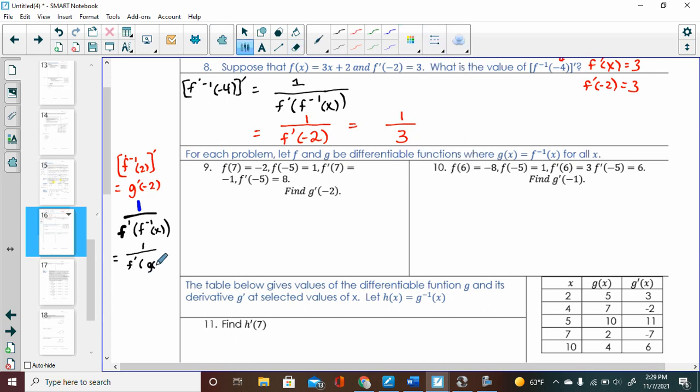g of negative 2, right? Now, let's see what we have here. We know that f of 7 equals negative 2. That means the inverse would be, let's write that out, the inverse of negative 2 equals 7.